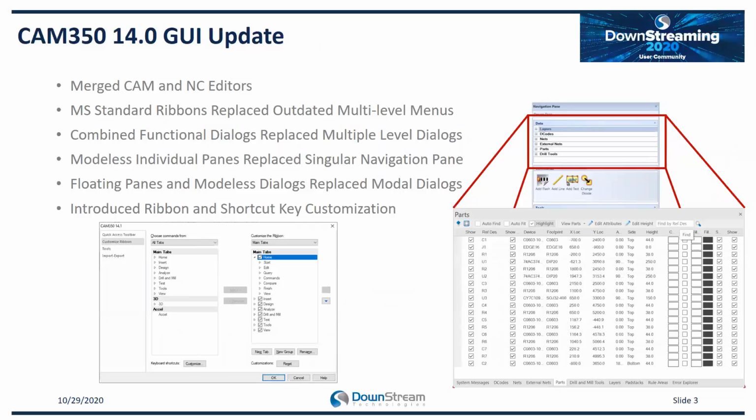So just to give you an opening reminder, when we delivered CAM350 14.0, it was a big GUI update, really. It was a big change. We merged the CAM and NC editors, and we replaced all of the outdated multi-level menus with standard ribbons. We combined a bunch of multi-level hierarchical dialogues with singular combined functional dialogues. The goal was to take as many clicks, right mouse button clicks, out of the application as we could.